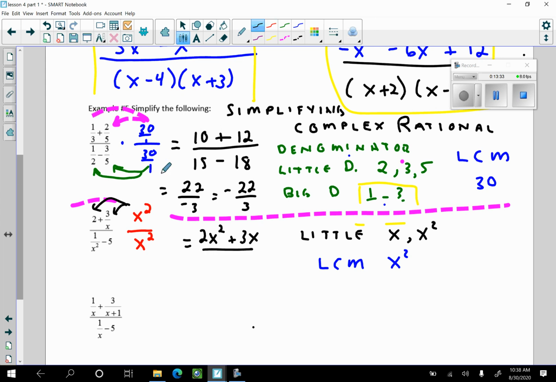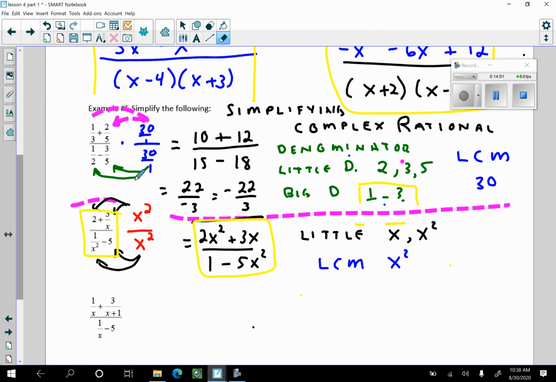Now I'm going to multiply x squared times 1 over x squared, and x squared times 5. Well, x squared times 1 over x squared is 1. X squared times 5 is 5x squared. So this is a really nice, easy method to simplify what we call complex rational expressions. All right, one more example here.